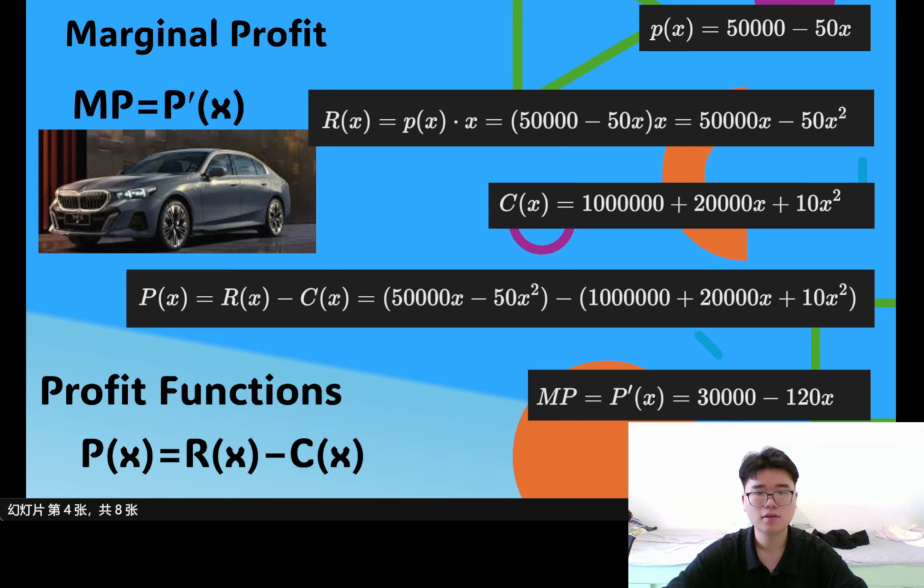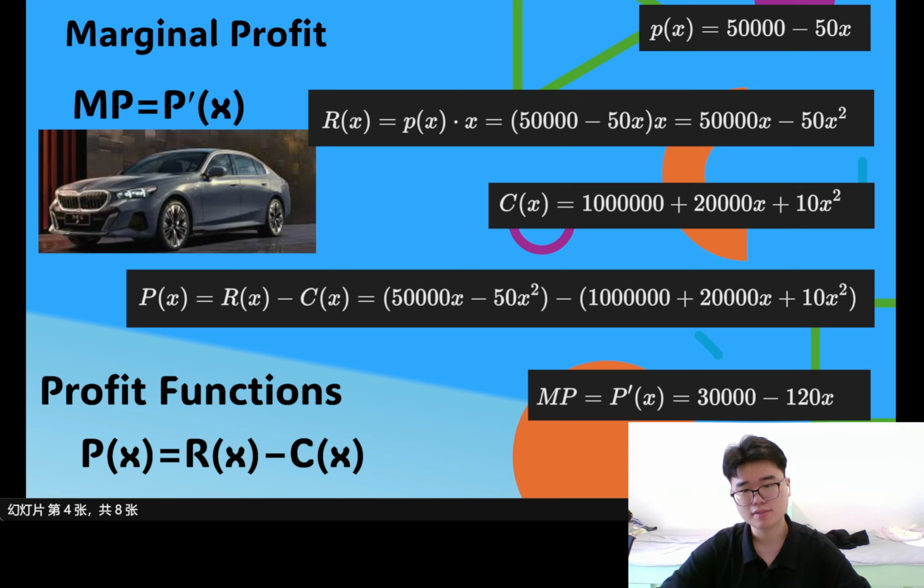It means that, for example, if 25 BMW have been sold, then selling 1 more BMW, you will get a profit of 27,000. Is it big money? Yeah.